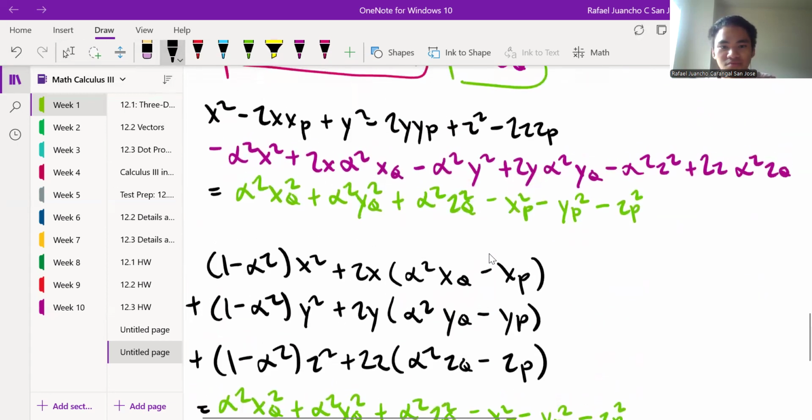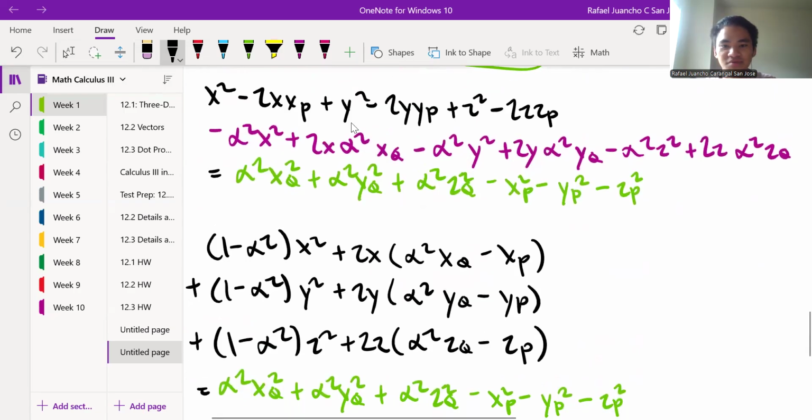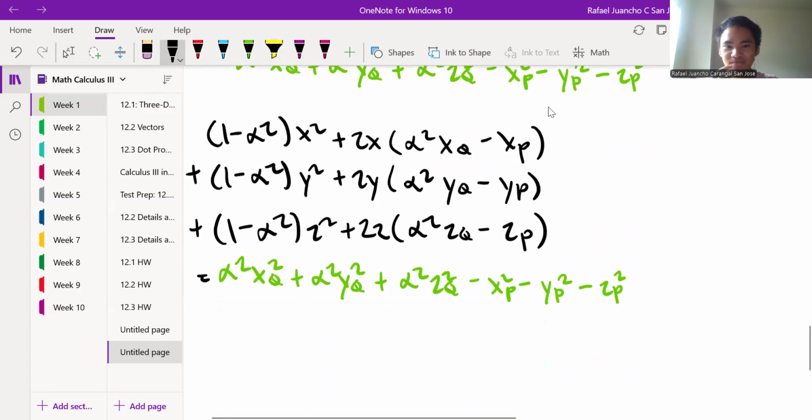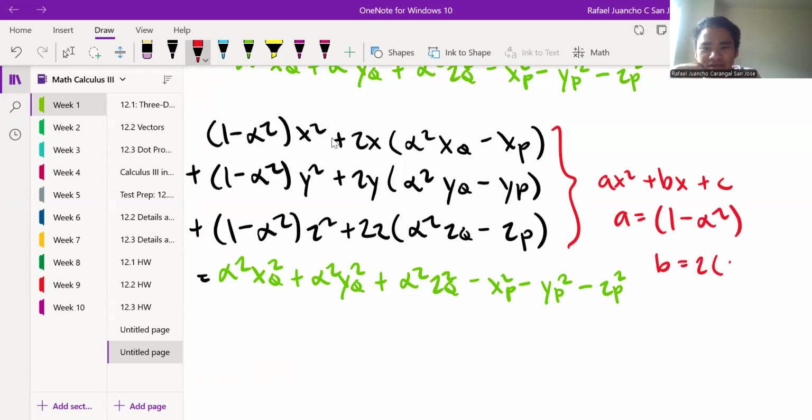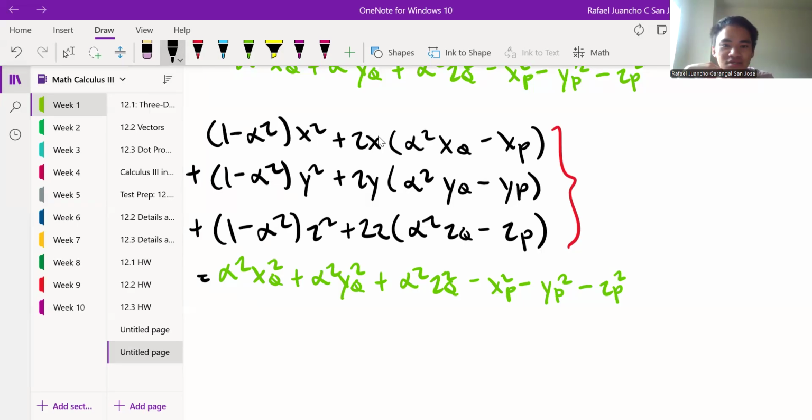Okay, so I've just compressed these. Now all of these are in the form of this one. We don't really have a C, but here is A, let's say in the x, but I think it's the same for all of them, pretty much. This is 1 minus alpha squared. Then our B is 2 times alpha squared. I'm just going to do x, but it could be y as well and z. And then that's our B, right?